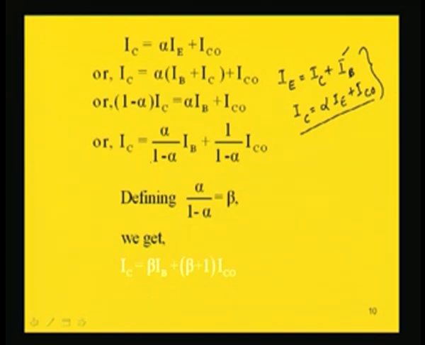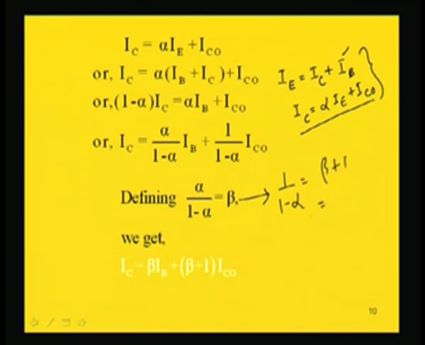Again doing a little simplification, we get IC equal to alpha by 1 minus alpha into IB plus 1 by 1 minus alpha into IC naught. Now, let us define this alpha by 1 minus alpha as a term beta. If we define alpha by 1 minus alpha as beta, then this expression becomes IC equal to beta times IB plus, from this expression I can find out what is 1 by 1 minus alpha. It is nothing but beta plus 1.